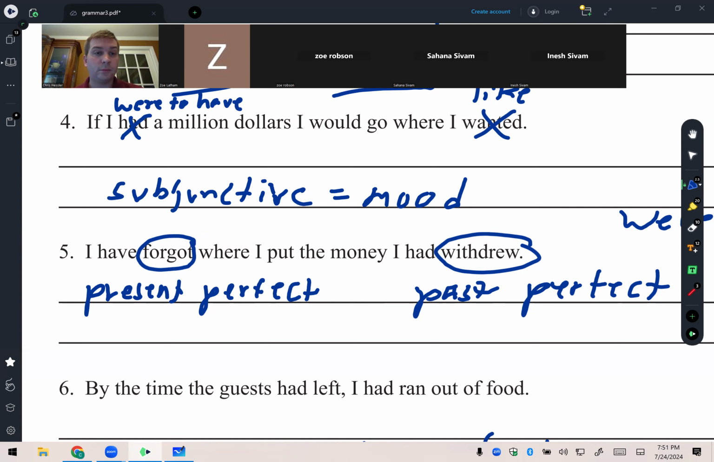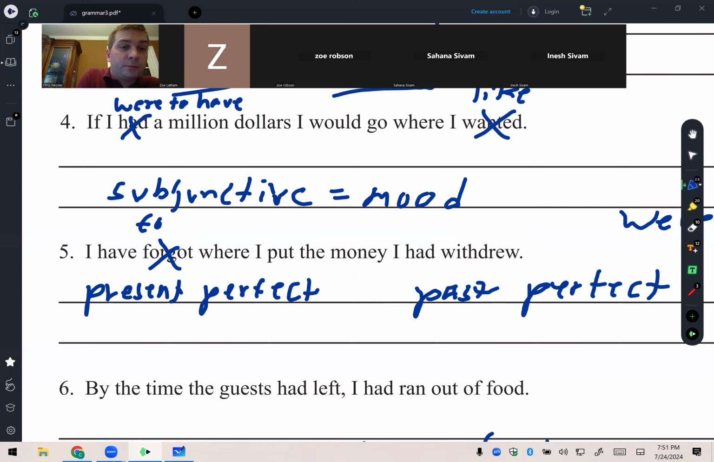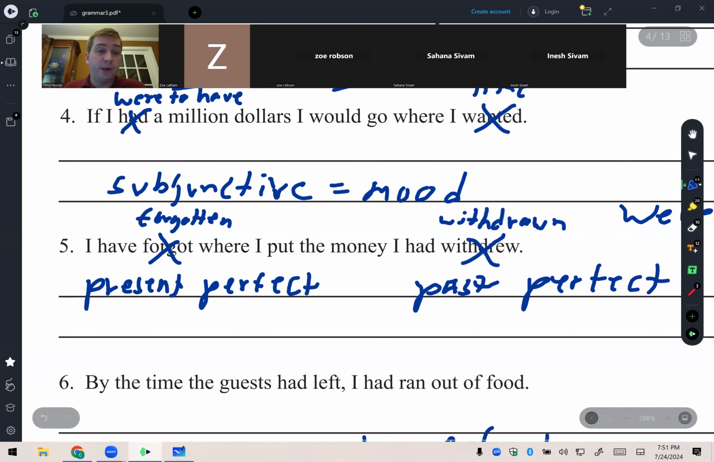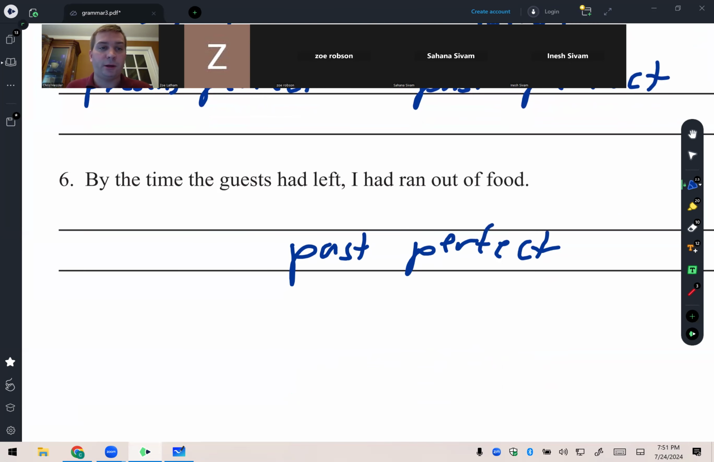Should it be forgotten and withdrawn? Perfect, yeah. They're just irregular verbs. I have forgotten where I put the money I had withdrawn. All right. Perfect, perfect. And same thing for this last one. It's just an irregular verb. I just purposely picked an irregular verb because no one's gonna forget the regular verb.